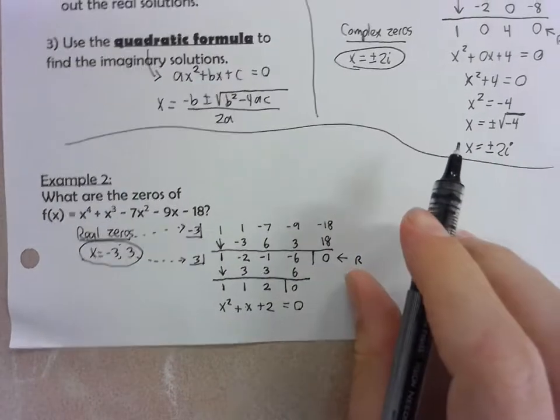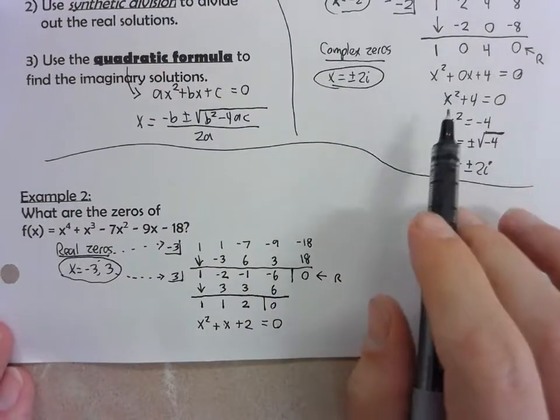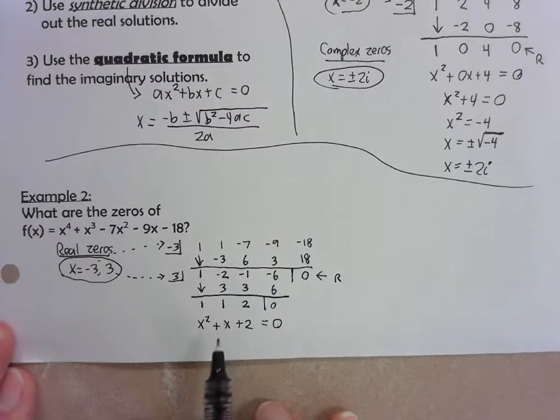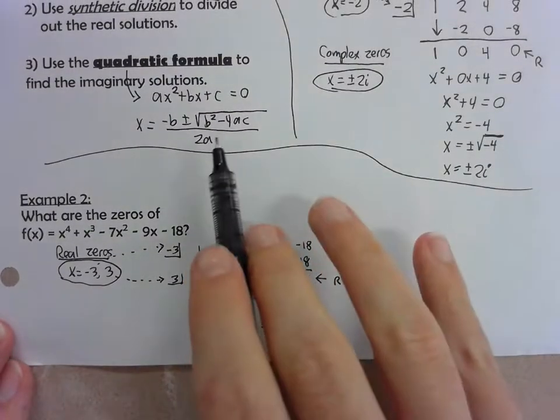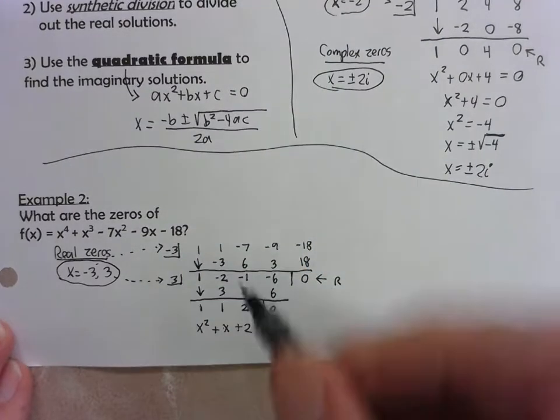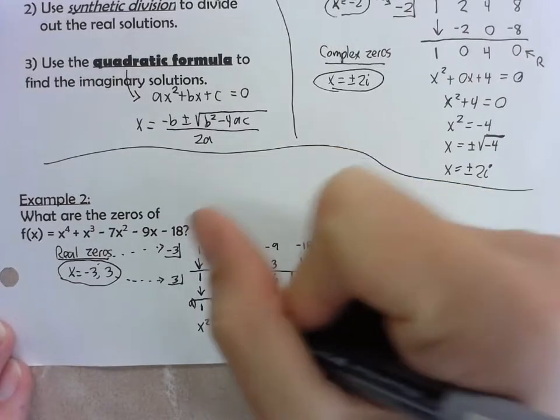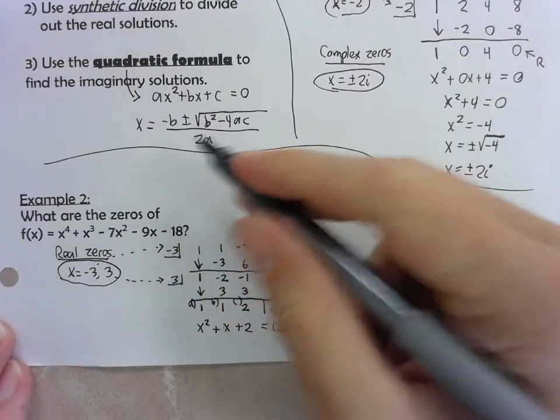In this case, I can't do what I did up here because I don't have a number I can subtract. I have an x I have to figure out how to work with as well. So this is where I'm going to use the quadratic formula. This is going to be my a value, b, and c: 1, 1, and 2. So I'm going to plug that into this formula here to solve.